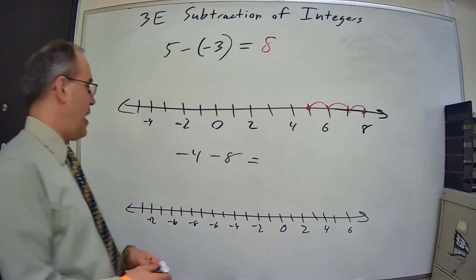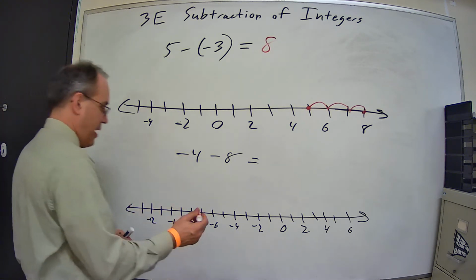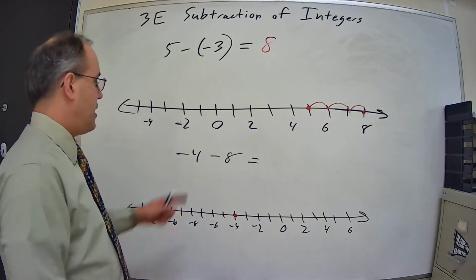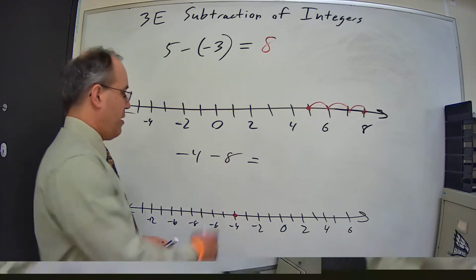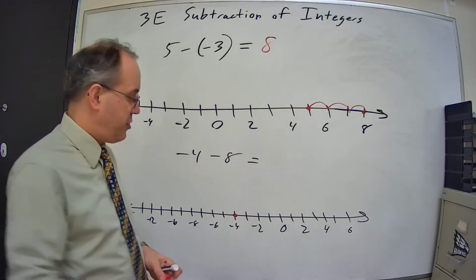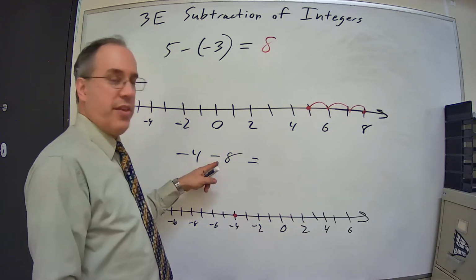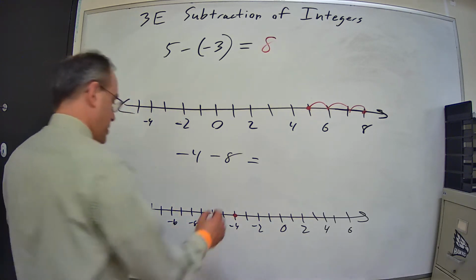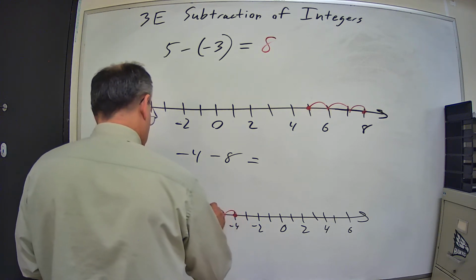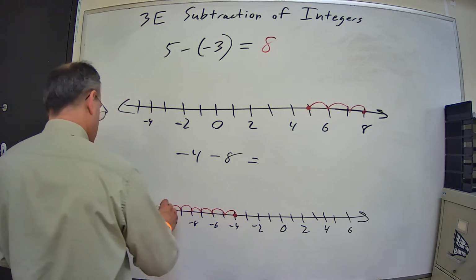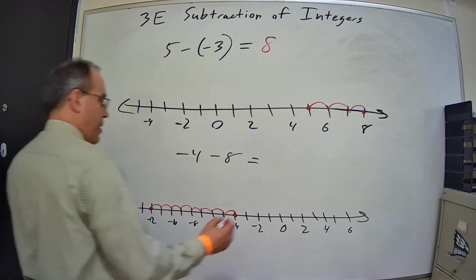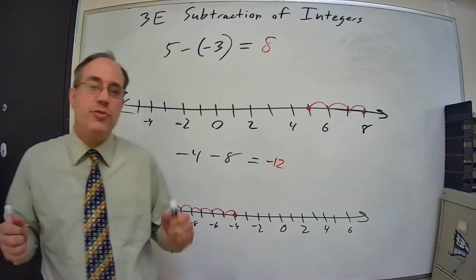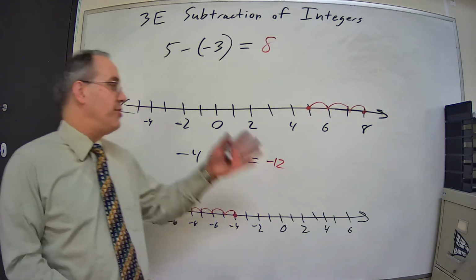So we're going to start at negative 4. So we always start at that first one. And then subtract 8. Well, 8 is positive, so that would send us to the right. But this subtraction tells us we're going to change direction on it, so we're going to go to the left by 8. 1, 2, 3, 4, 5, 6, 7, 8. And we come out with negative 12. So that's using the number line to do it.